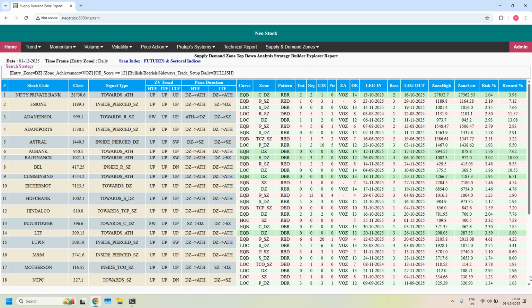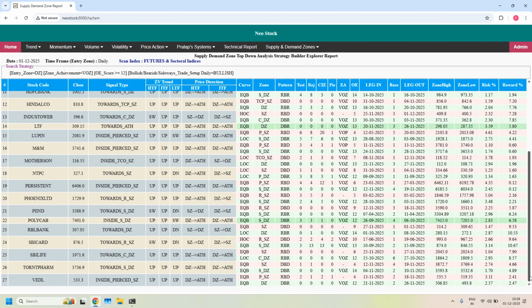Scrolling the list down. Total 27 daily demand zones are listed. All these zones are daily demand zones. Supply zones should be target zones. For your trade plans you should use daily demand zones. So total we got 27 daily demand zones.